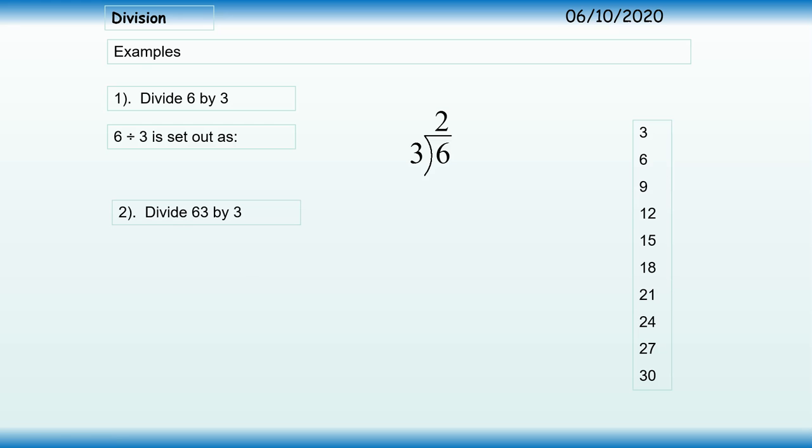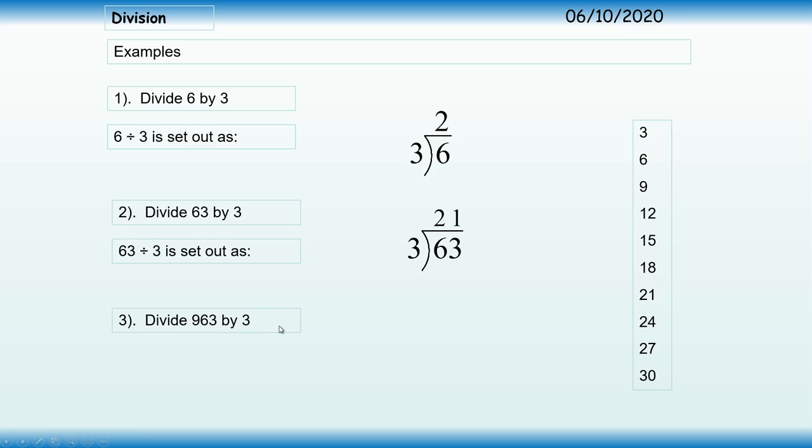63 divided by 3, anybody know what the answer is? Hopefully you've said, well, we'll see if you're right. So 63 divided by 3, using the bus stop, put the 63 inside the bus stop and then the 3 on the outside. Now we've got our 3 times table already. 3 into 6, 1, 2 times, so you can put a 2 there, and then 3 into 3 is just a 1 time, so 21.